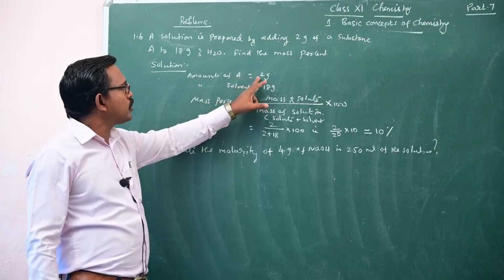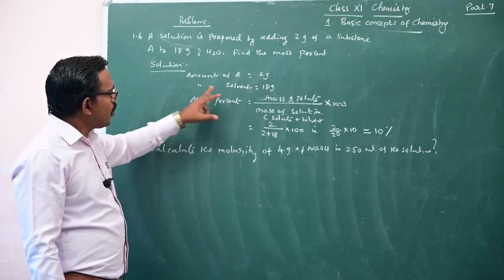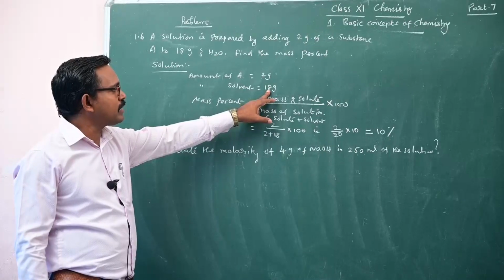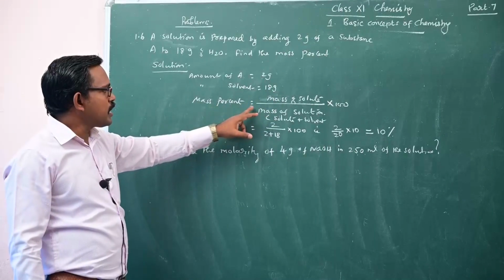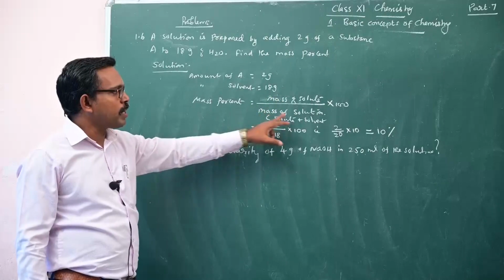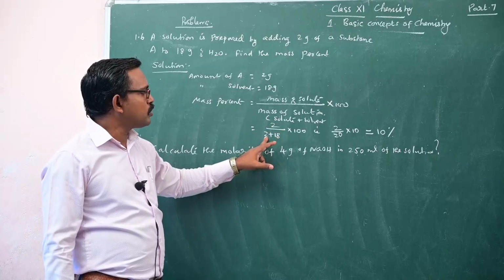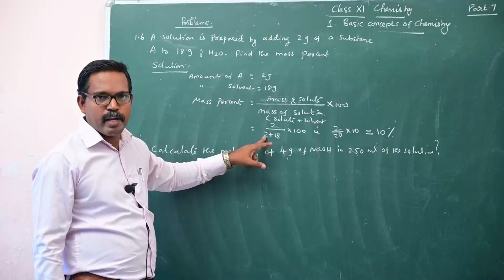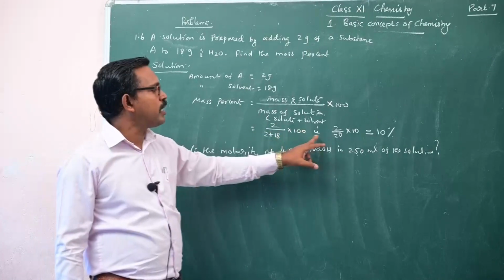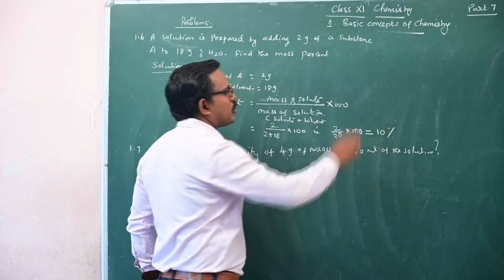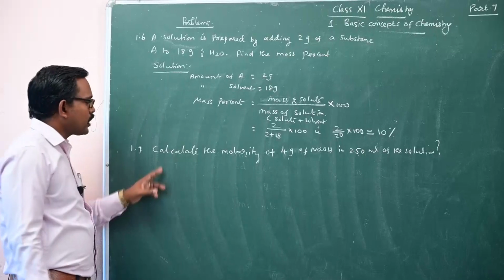Amount of solute A is equal to 2 gram. Water acts as a solvent, its amount is 18 gram. Mass percentage is equal to mass of the solute divided by mass of the solution into 100. So, 2 by 2 plus 18, mass of A plus mass of water, into 100. 2 by 20 into 100, that is equal to 10%.